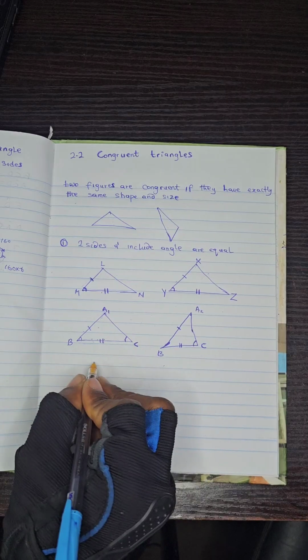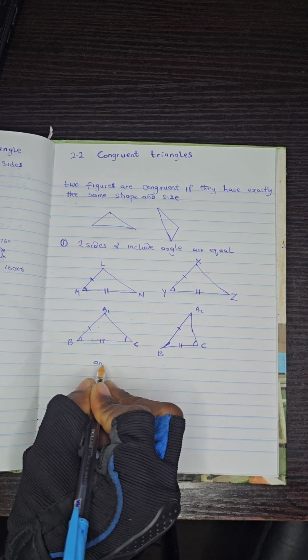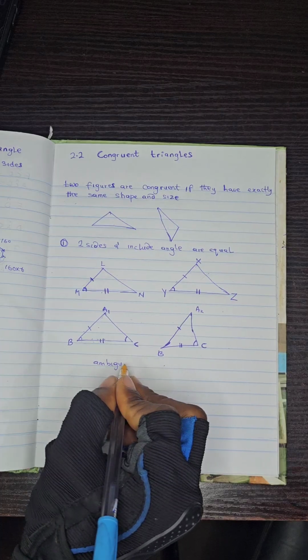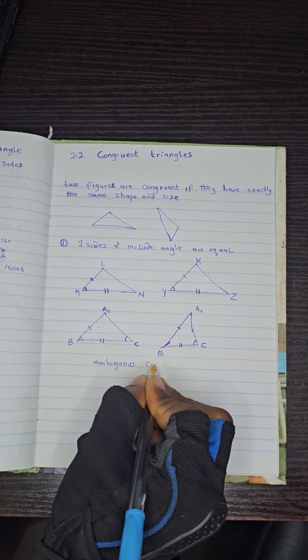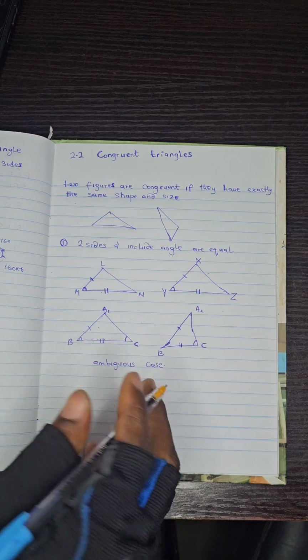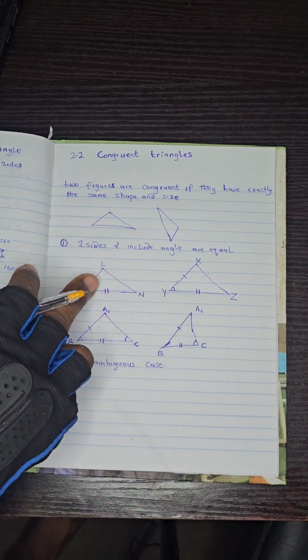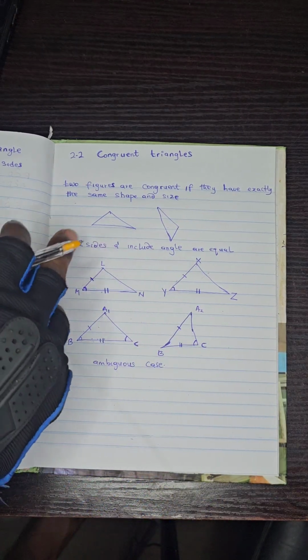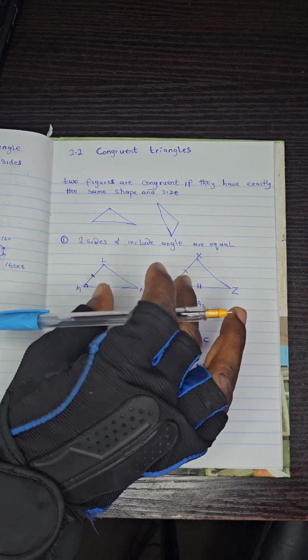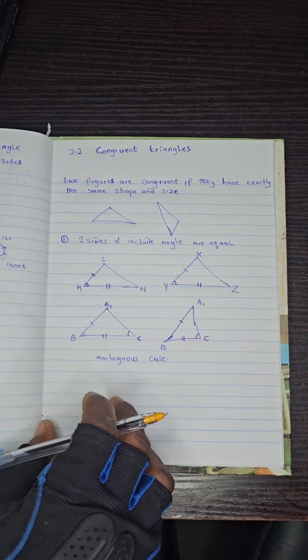So in this case, we call it the ambiguous case. Why do we call it the ambiguous case? It means it can be congruent, it cannot be congruent, but we can't say for certain. But in the case where we have the first rule met, we can be 100% sure that this is a congruent triangle.